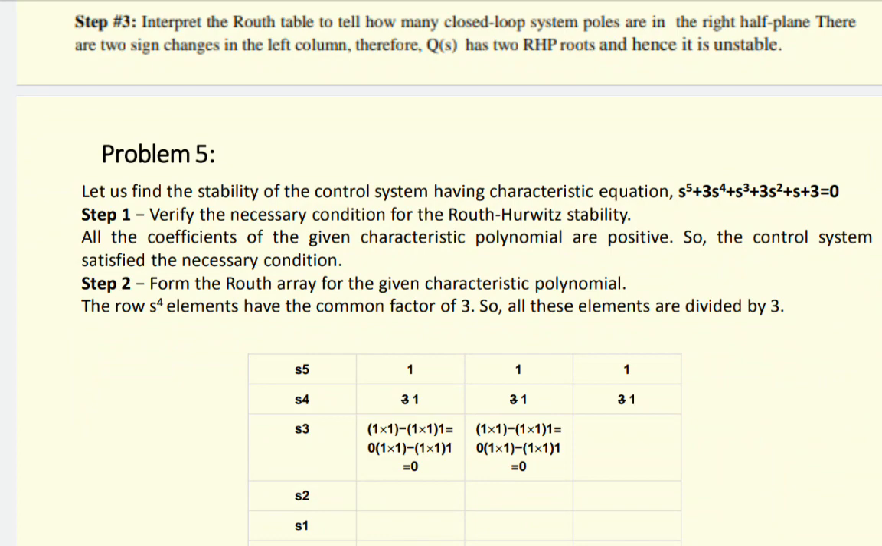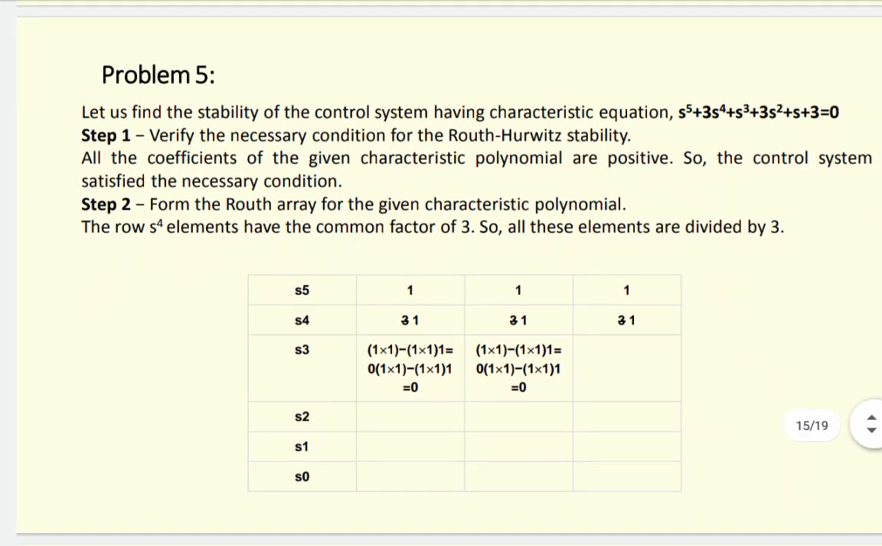Now another problem: let us find the stability of the control system having characteristic equation s^5 + 3s^4 + s^3 + 3s^2 + s + 3 = 0. Verify the necessary condition for Routh-Hurwitz stability. Step 1: all the coefficients of the given characteristic polynomial are positive, so the control system satisfies the necessary condition.